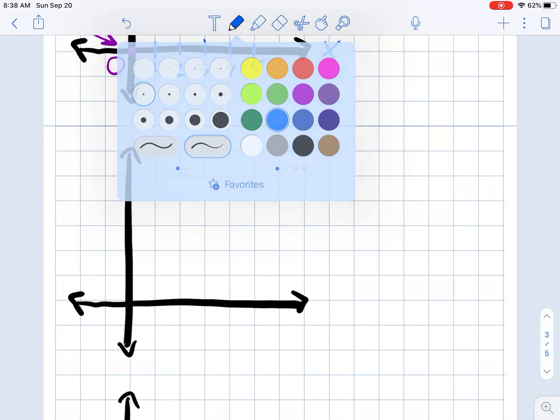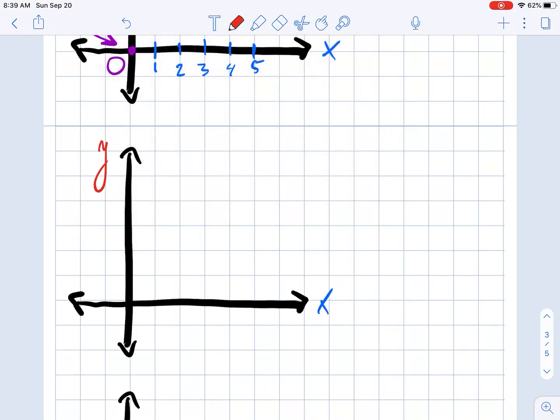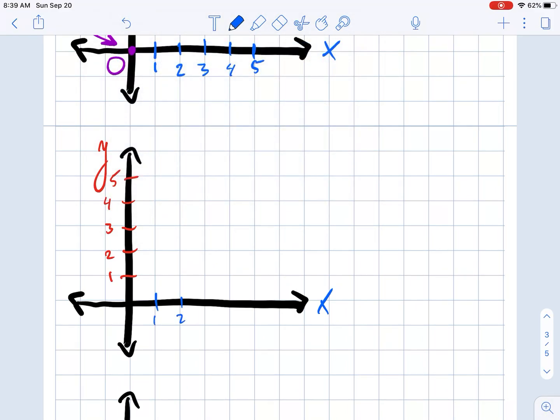Okay, now let's go over graphing some points, or writing the coordinates for those points. So I'm just going to count by ones here, and I'll count by ones on the x-axis. And I want you to tell me what is this point right here.